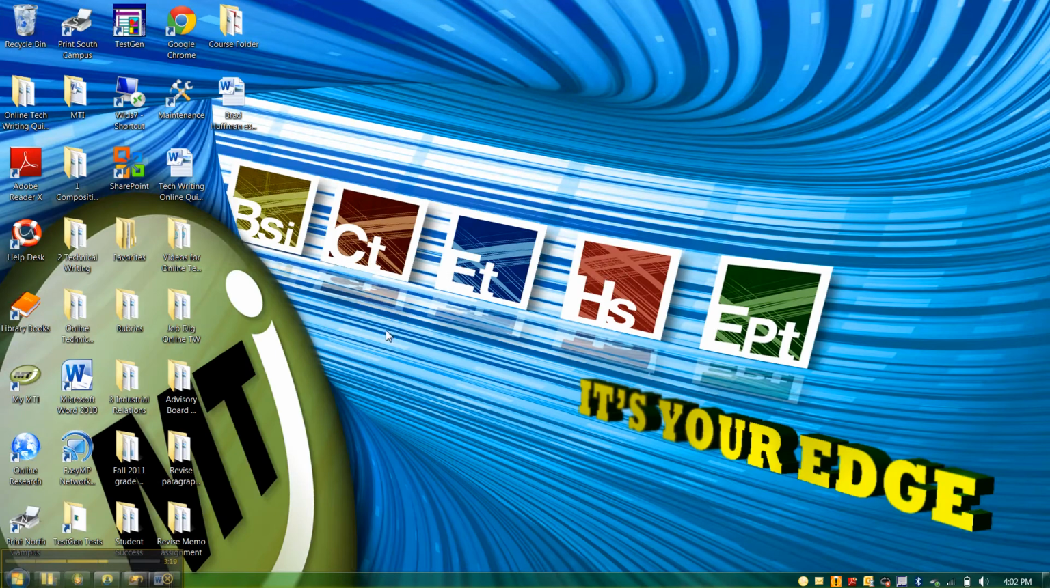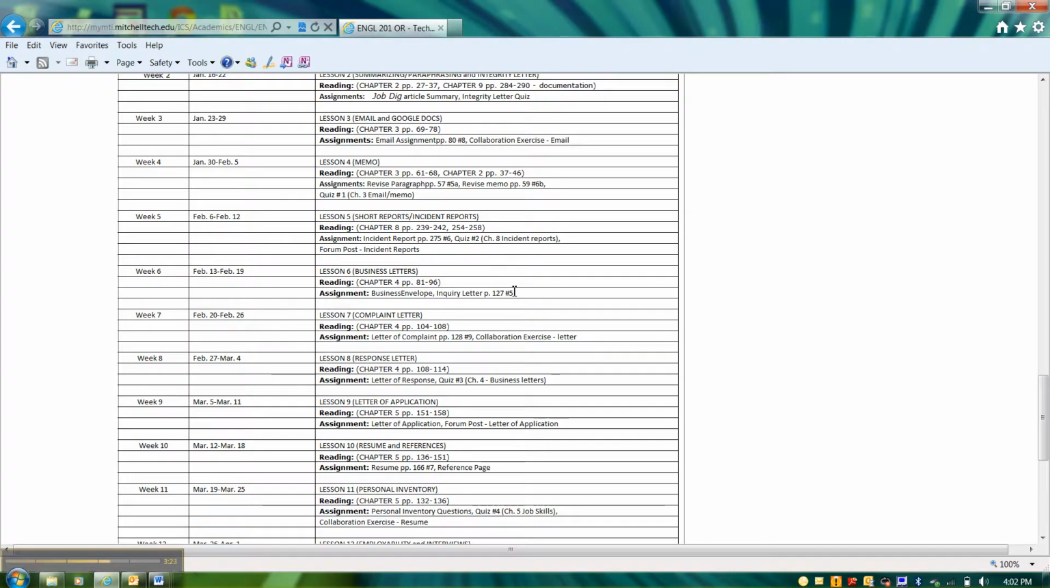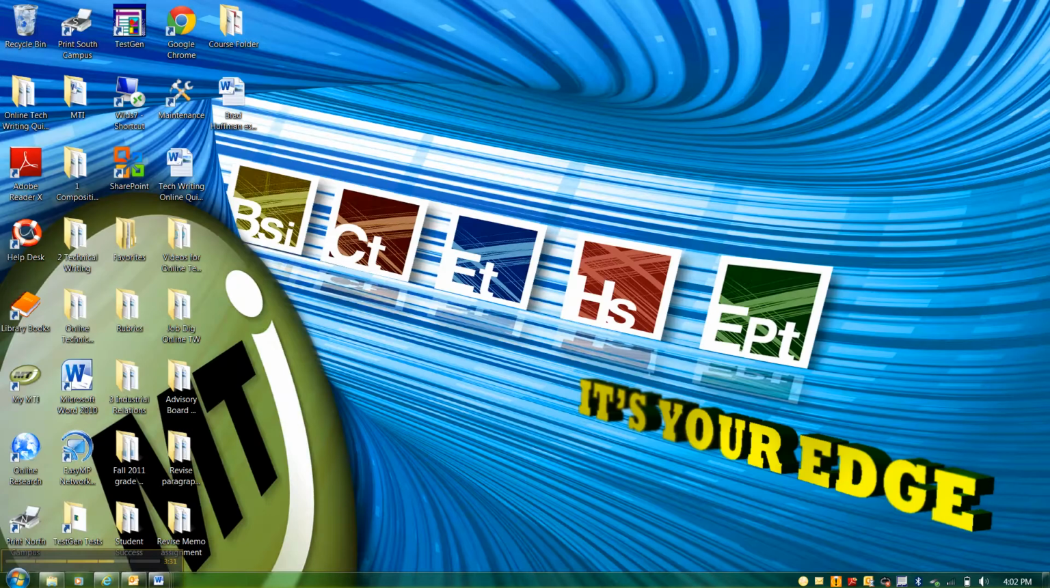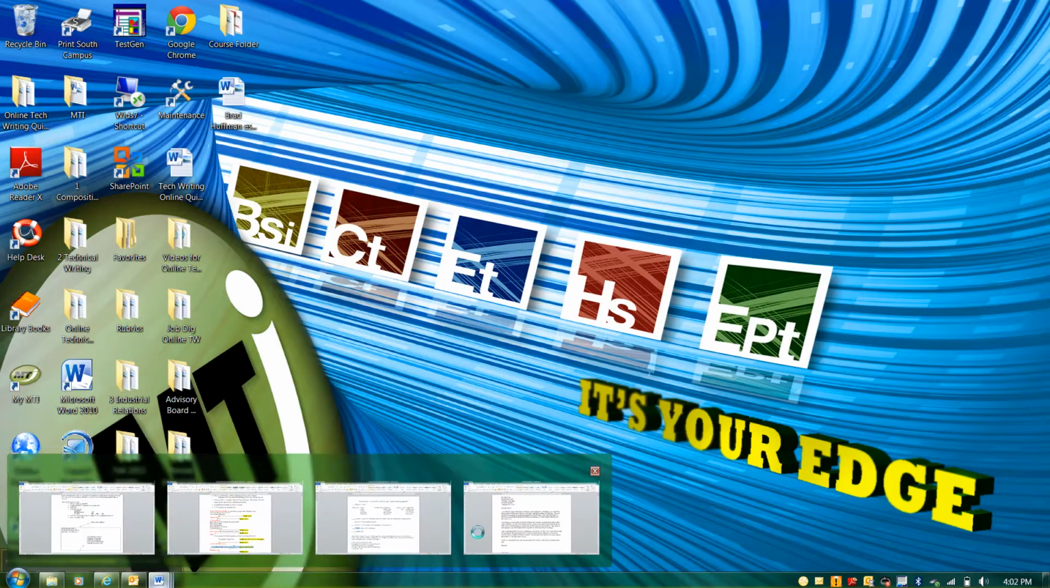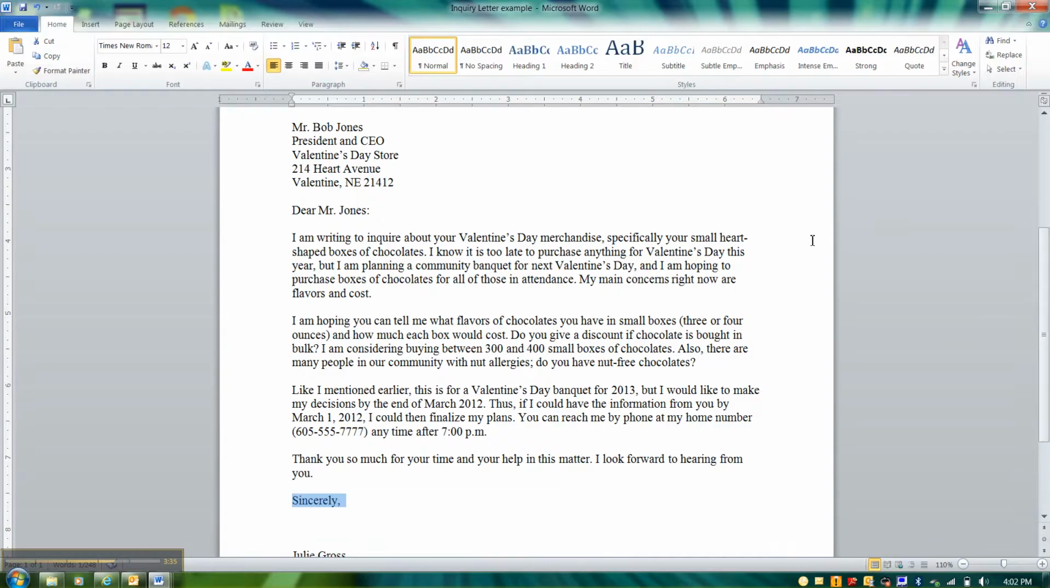The actual assignment that you're going to do, again, was listed in the syllabus. For this inquiry letter, you're going to go to page 127 in the textbook, and you're going to use exercise number 5 to find the scenario that you're supposed to write about. I do want to show you quickly an example that I have written as an inquiry letter, and there's an example in your book as well.